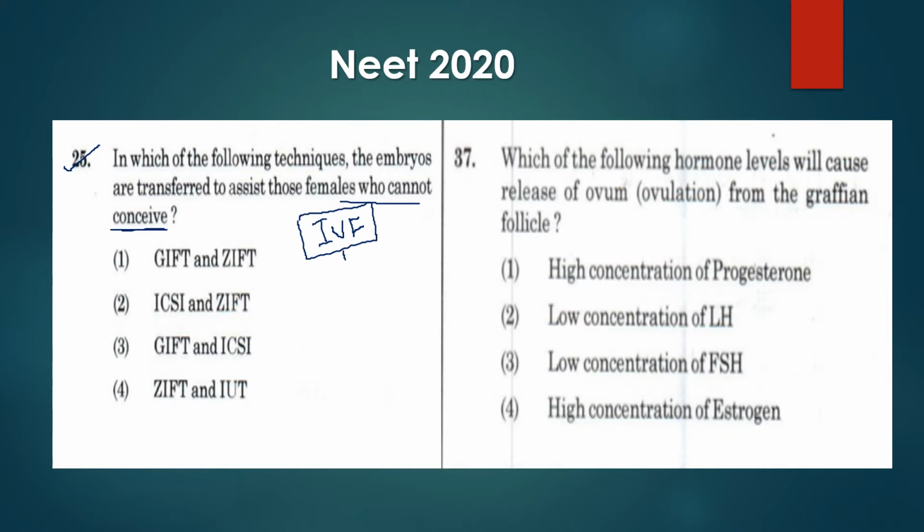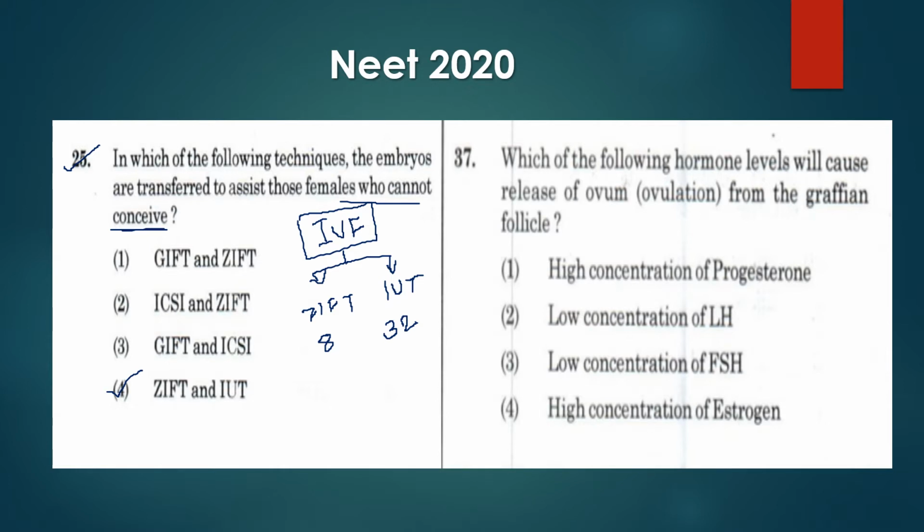Now, what are the two methods of IVF? It is zygote intrafallopian tube transfer, or it may be intrauterine transfer, that is ZIFT and IUT. So in zygote intrafallopian tube transfer, the embryo at 8 cell stage is usually introduced into the fallopian tube. Whereas in intrauterine transfer, the blastocyst at 32 cell stage is usually transferred into the uterus, where it undergoes implantation. So what is the exact answer here? It is ZIFT as well as IUT.